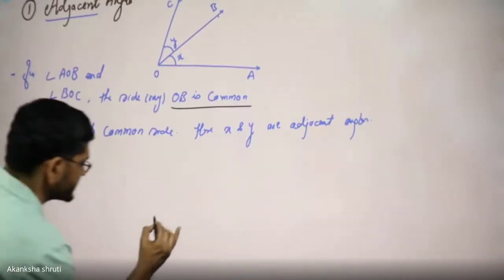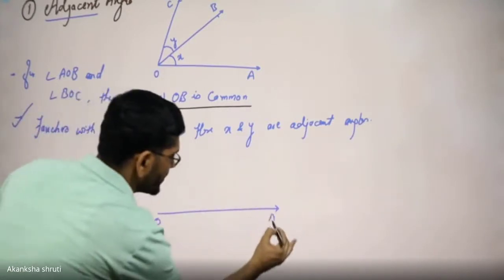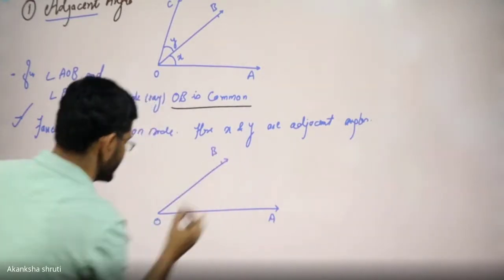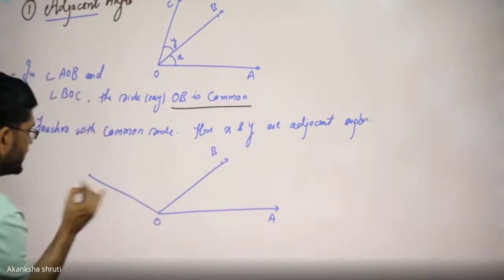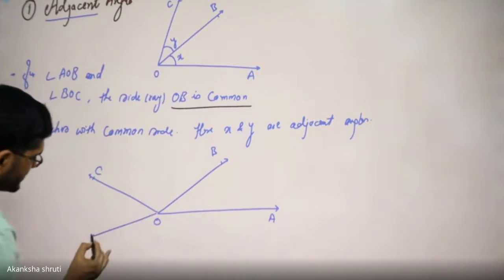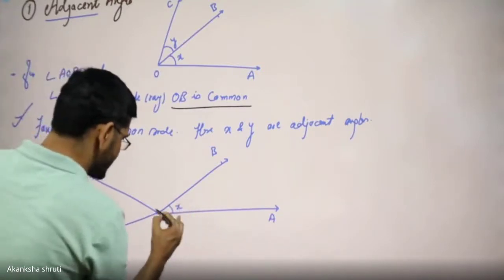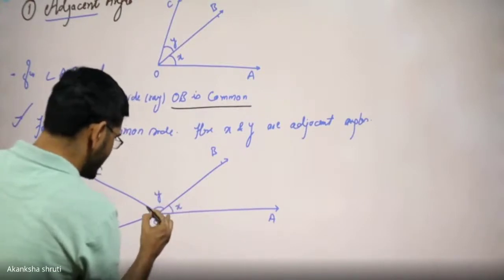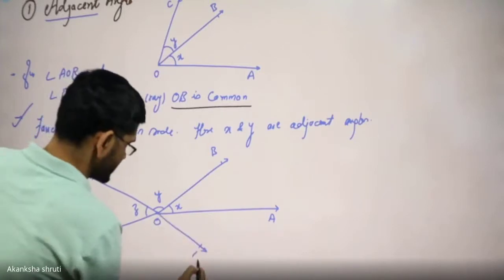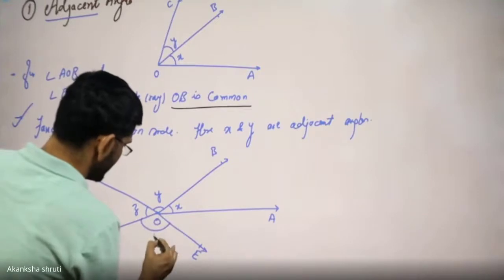Students, let us consider one more case. Consider this as O, A, another this one B, consider this one as C, consider this one as D. In this case, let us consider this angle as X, this angle denoted by Y, this angle denoted by Z. Then consider this as E. Let us denote this angle by U.